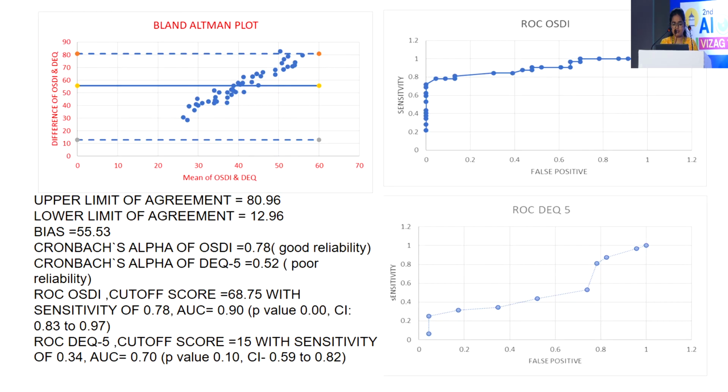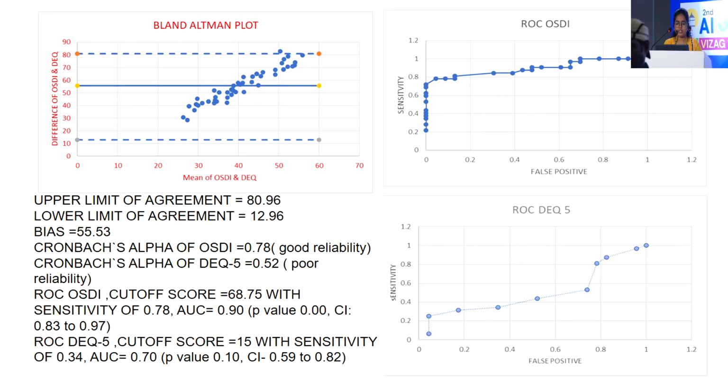And the Pearson correlation, which revealed a value of 0.6, shows a high correlation between the 2 questionnaires. This is a scatter plot representing the agreement between the OSDI and DEQ5 questionnaire, with upper limit of agreement of 80 and lower limit of agreement of 12 with bias of 55. And the Cronbach's alpha of OSDI is 0.78, while that of the DEQ5 is 0.52, which shows that OSDI has good reliability when compared with DEQ5.